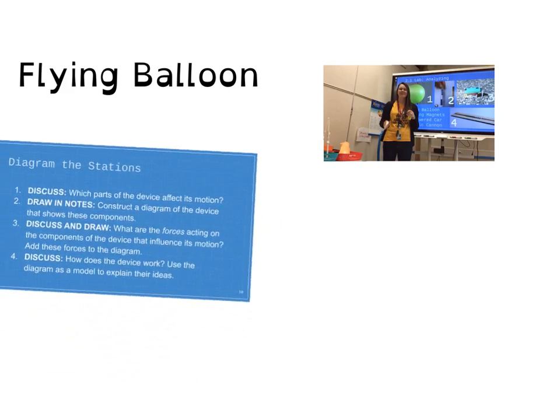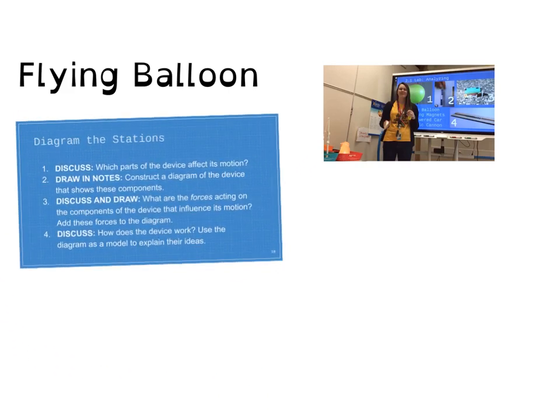Each of our stations, because this used to be an actual station lab, has 4 parts. Number 1 is going to be discuss. Number 2, draw in your notes. 3, discuss and draw. And 4, discuss again. Our last number 4 is actually going to be kind of a write. This is why I suggested that if you write really big, you might want to do each one on a separate sheet or half sheet, so you give yourself more room. My example is something where I write very small, so this is how I would do it.